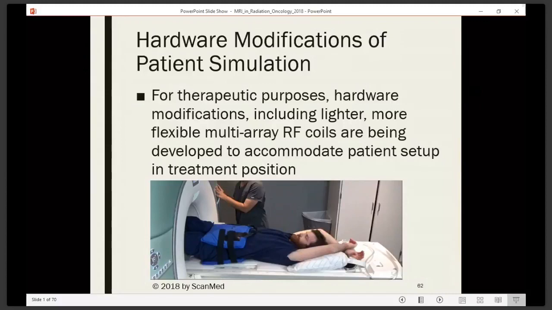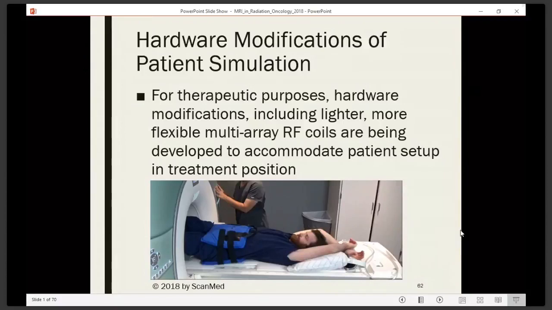So we expect to see hardware modifications, and I wouldn't be surprised if the companies that make MRI scanners come out with essentially what are going to be MRI simulators that have coils and such that are specifically designed for radiation therapy applications. One of the exciting technologies that is coming out now is matrix coils with a high number of elements that are very thin and very flexible. They're almost like electric blankets in terms of how flexible they are.